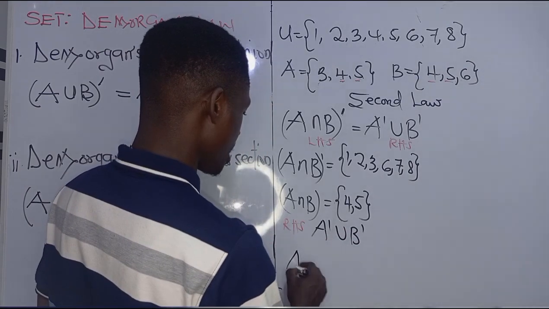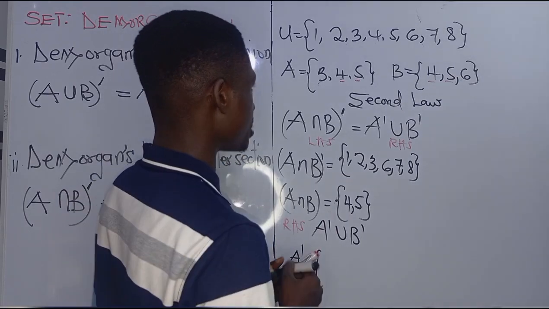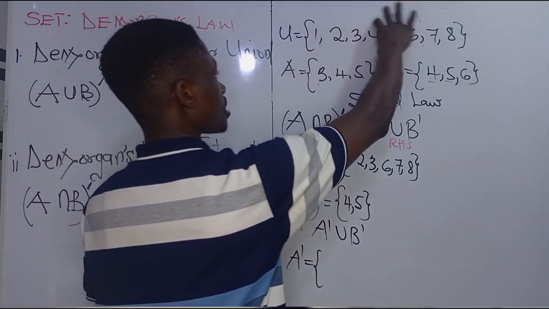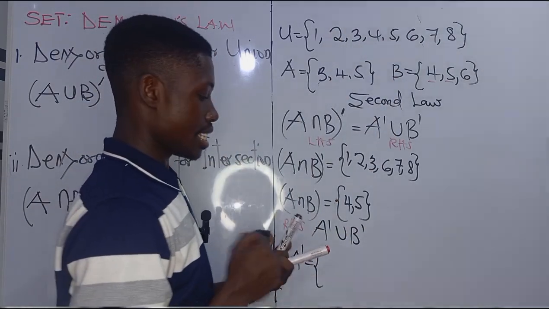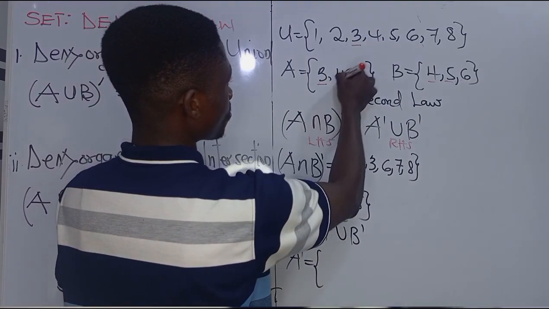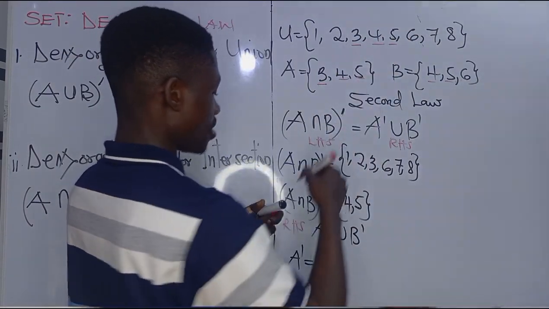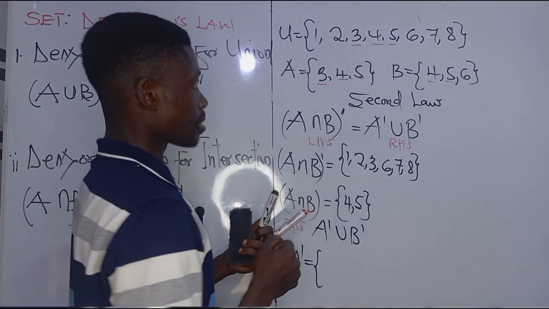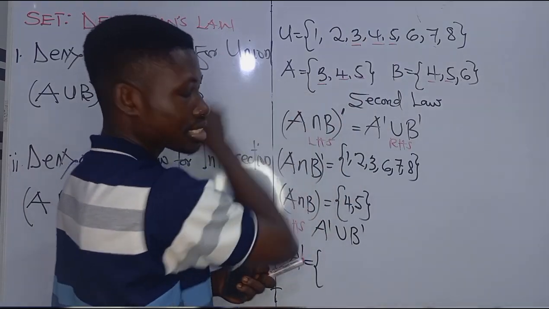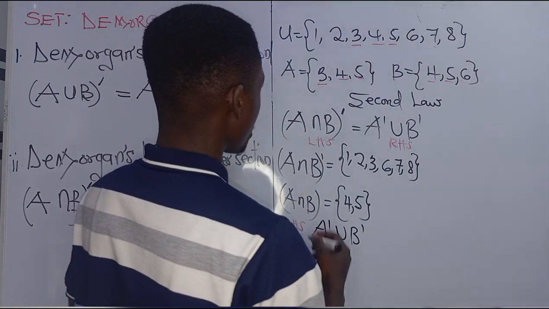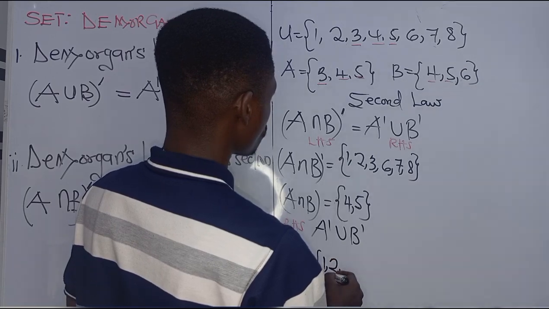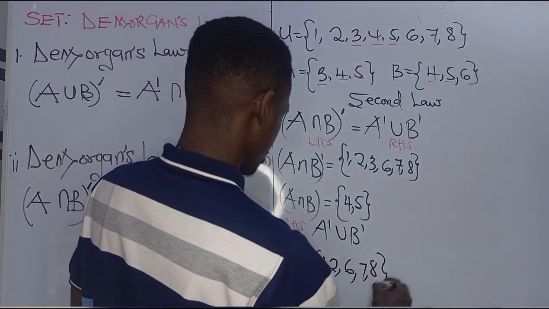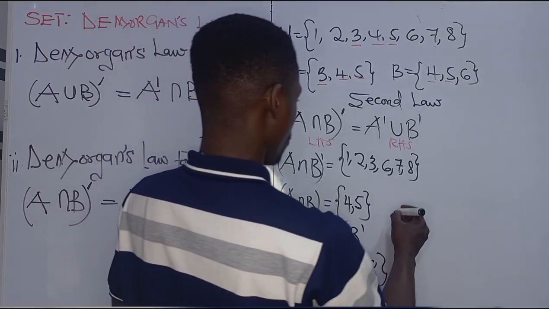So we are first going to look for the elements of A complement. So A complement means we are going to look for all those elements in the universal set that are not in set A. So we have 3, 4, and 5. So all those elements remain becomes the complement of A, because they are in the universal set, but they are not in set A. So we have 1, 2, 6, 7, 8.